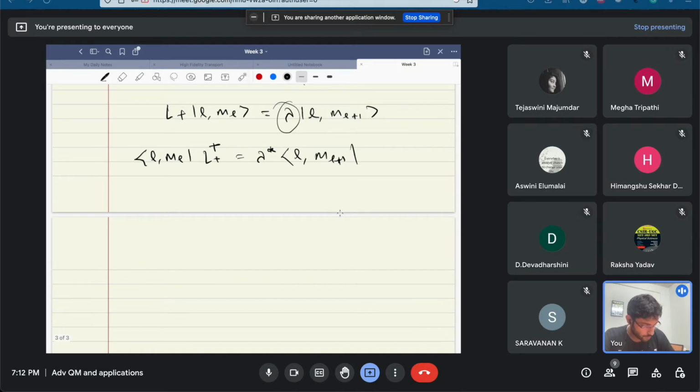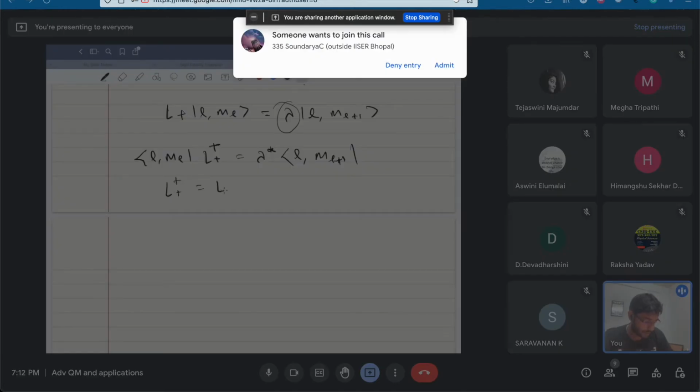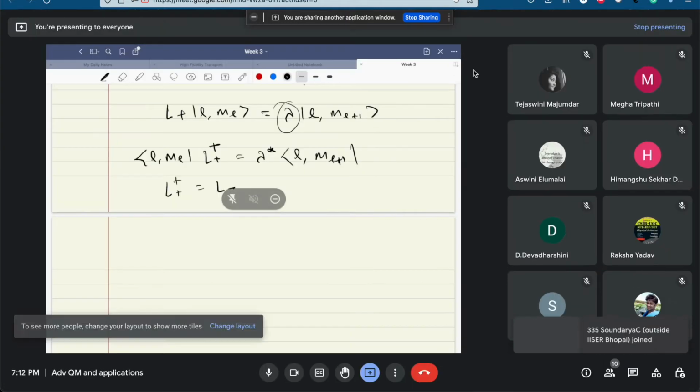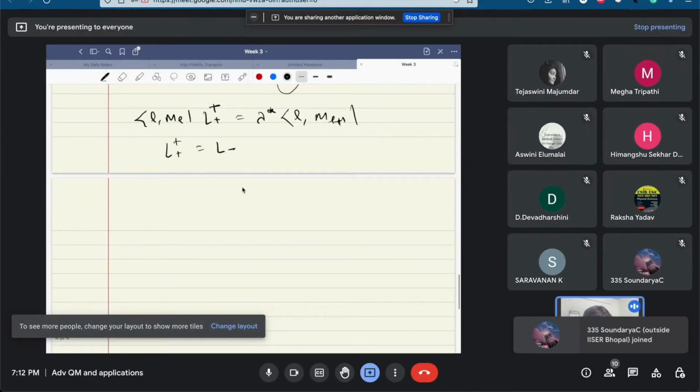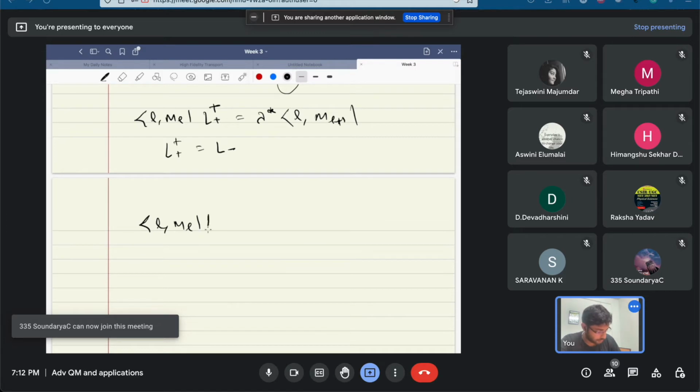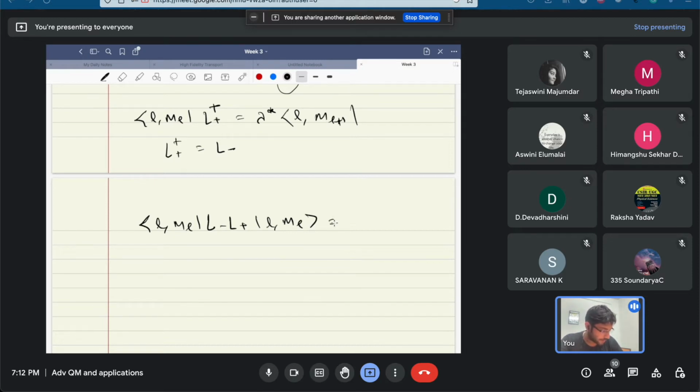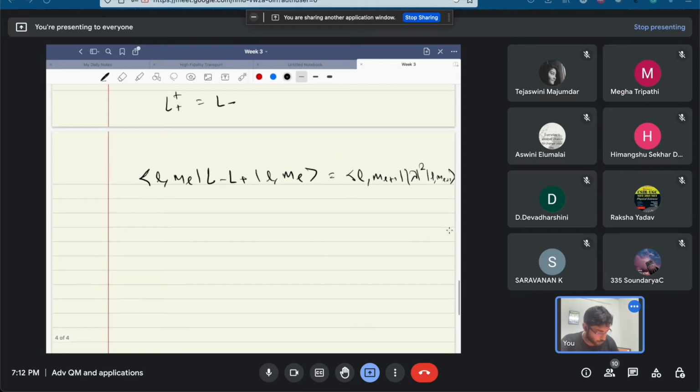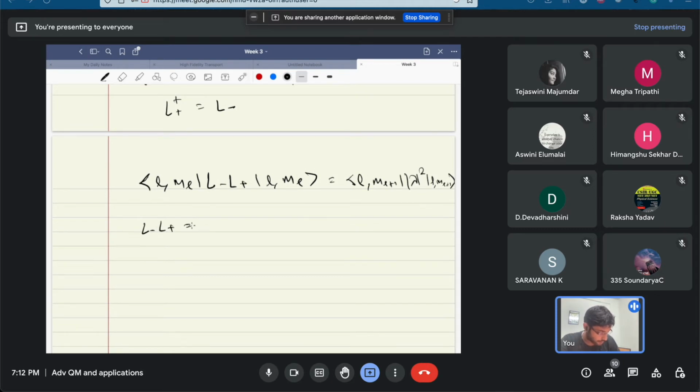Now our job is to find lambda. So how do we do it? You know that L plus dagger is essentially your L minus. So what you do is you find L minus L plus, that is the expectation value of L minus L plus, and that will give you lambda square, ML plus 1. So this can finally give us lambda square. So what is L minus L plus? Let us look at this. We have Lx minus I Ly and we have Lx plus I Ly.